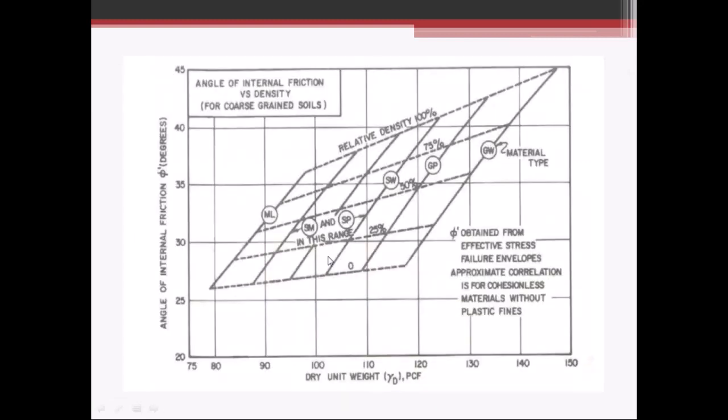And here's another chart out of the DOT Geotechnical Design Manual that correlates soil type and unit weight to the internal friction angle. This is for cohesionless soils, from your non-plastic silts all the way up to a well-graded gravel material.